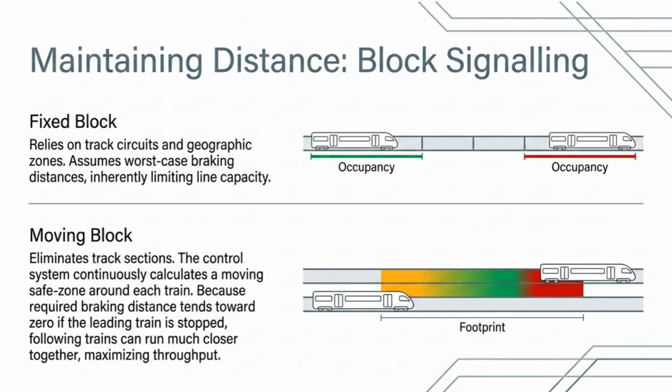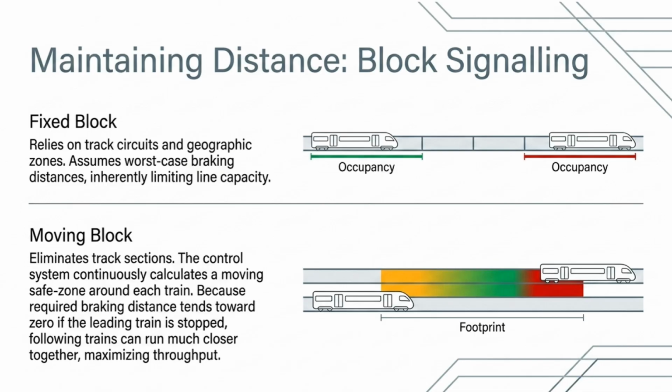This shift is really a game changer, and here's why. With fixed blocks, you're relying on rigid sections of track. Only one train is allowed in a block at a time, which leaves a ton of wasted, empty space trailing behind a train. But with moving blocks, it creates this dynamic, invisible safety bubble that wraps right around the train, constantly recalculating based on its exact real-time speed and braking distance. If a train slows down, its required braking distance shrinks, meaning the train behind it can safely pull up much closer. We're talking about a massive increase in the overall capacity of the line without sacrificing a single ounce of safety.